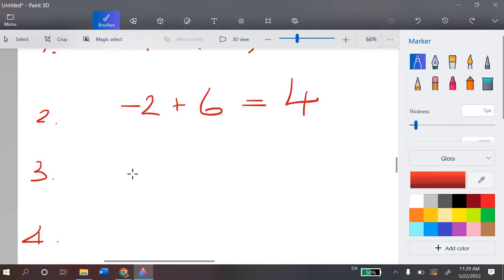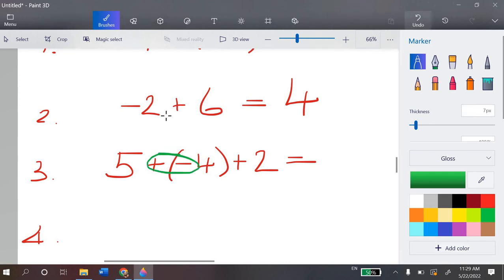Okay, now we go 5 plus negative 4 plus 2. Okay, 3 numbers. First of all, 5 plus negative 4, plus negative, so think minus. Okay, so 5 minus 4 is 1. Okay, 1, so then we have 1 plus 2 equals 3.